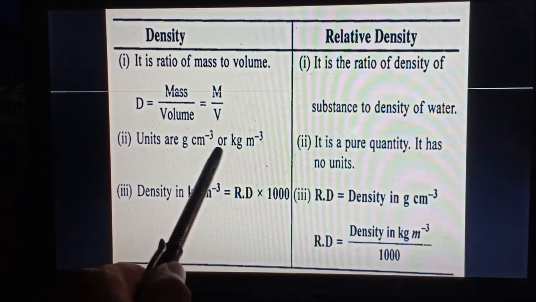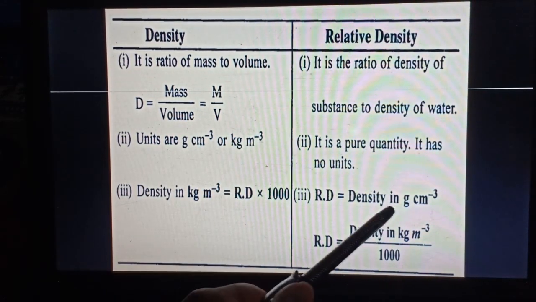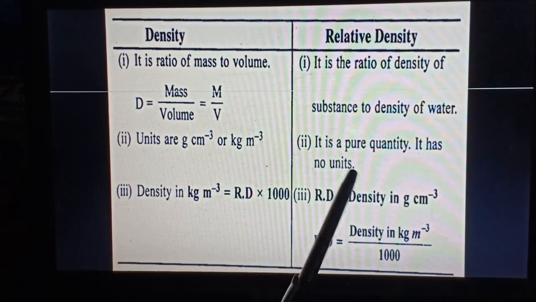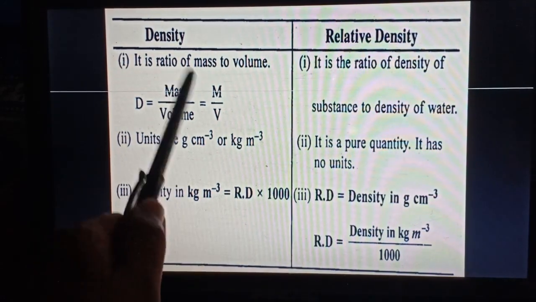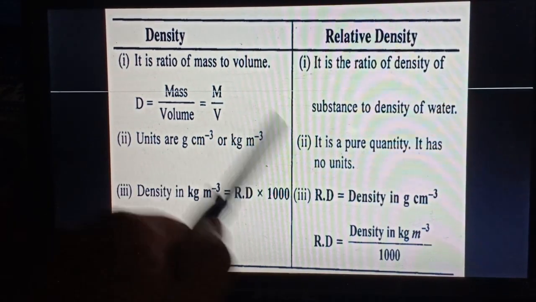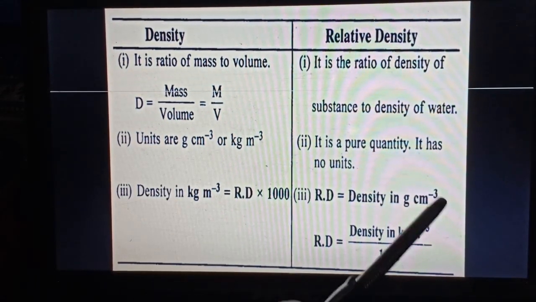Density is mass by volume, and its units are gram per centimeter cube or kg per meter cube. Relative density is a pure quantity, it has no units because it is the comparison of density to density. Density has a unit, kg per meter cube or gram per centimeter cube, but relative density doesn't have any unit, it is a pure quantity.